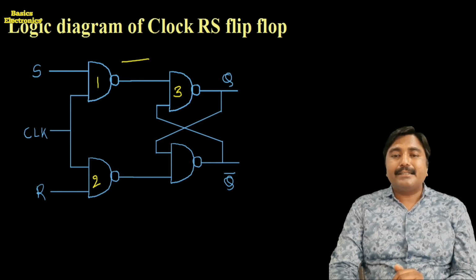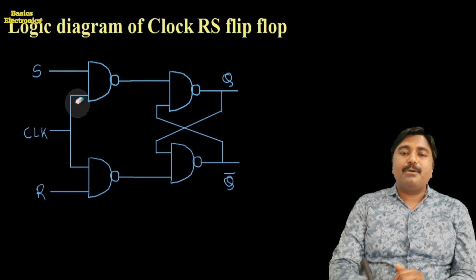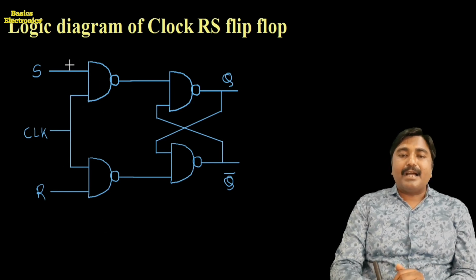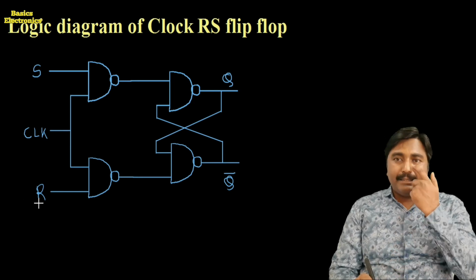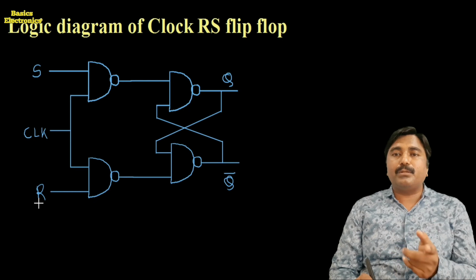Okay, so we had seen the same diagram, only one change is there, and that change is we apply the clock pulse to the common input instead of making the short. Here at the first NAND gate we apply the S input, at the second NAND gate we apply the R input, and we apply the clock input to both.